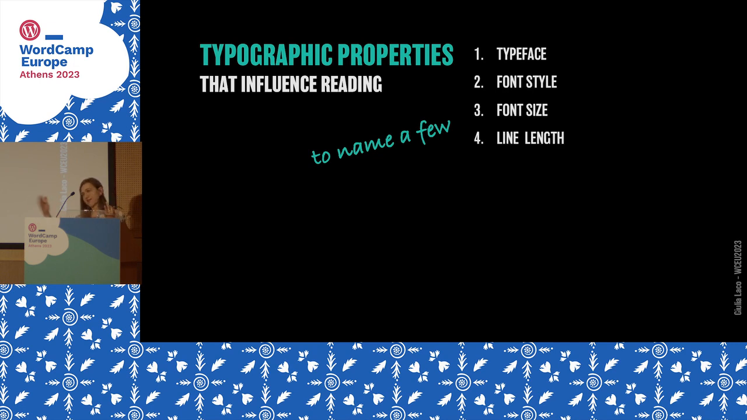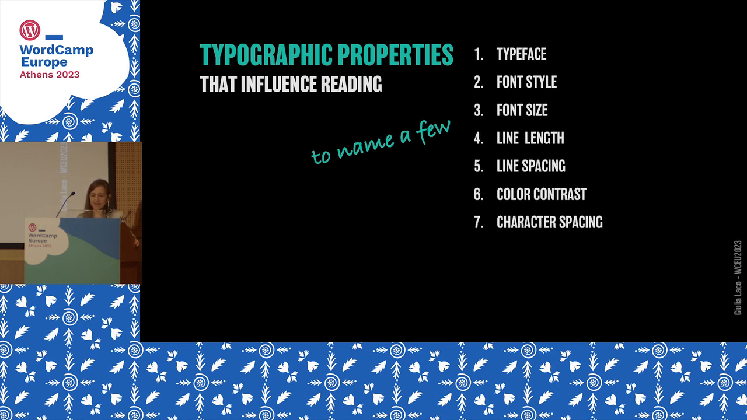Line length, very important. Line spacing, important. Color contrast, very important. Character spacing, important. Character width, important. If we are dealing with variable fonts, for example, that's a thing we can fine-tune. And the rhythm. The rhythm is difficult to see, but if you have quite an experience with typography, after a while you'll recognize the rhythm among the letters. And so that's a thing that can influence reading quite a lot.